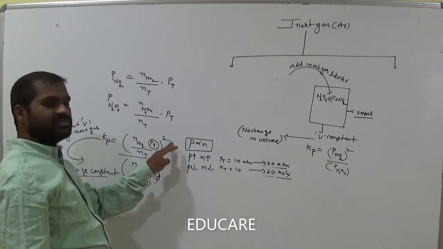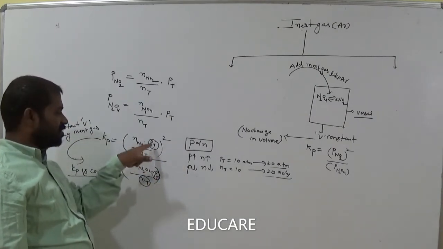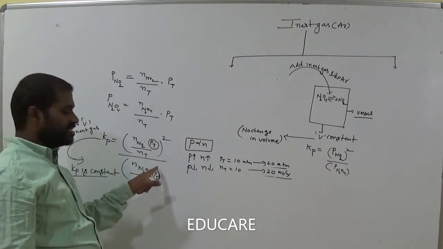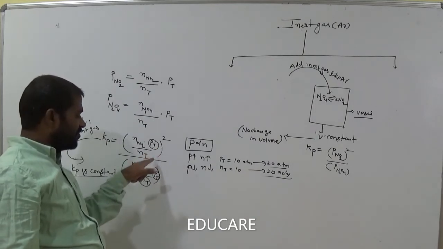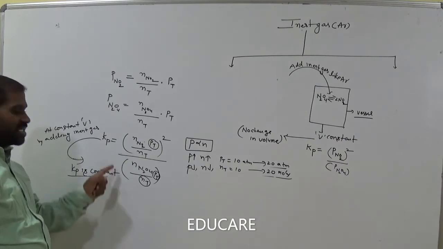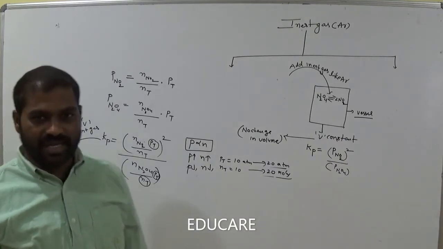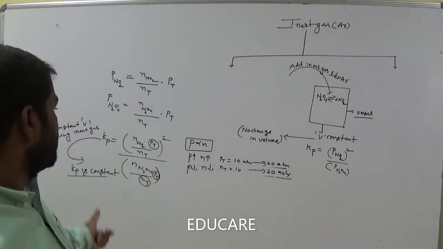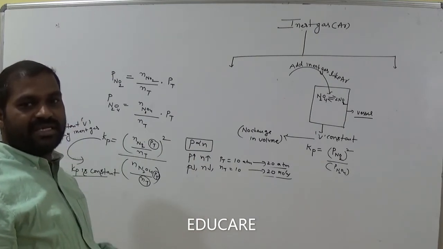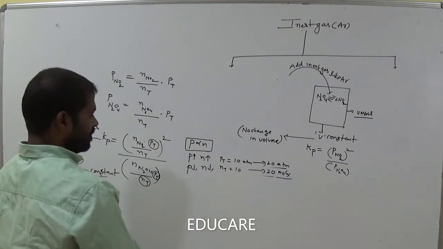So one is at the numerator, another is at the denominator. If you increase 5 times and the other also increases 5 times, both are cancelled. Then 5 by 5 cancelled. Is there any effect on the Kp value? No, there is no change in the Kp value, so it is taken as constant. So finally, what do we conclude here? At constant volume, there is no effect on the equilibrium position by adding inert gases.